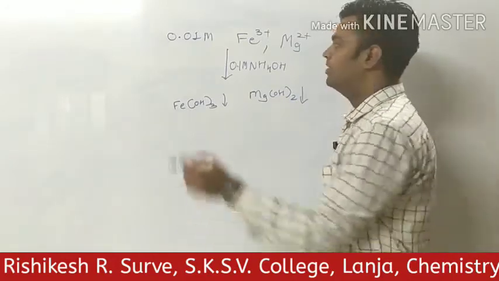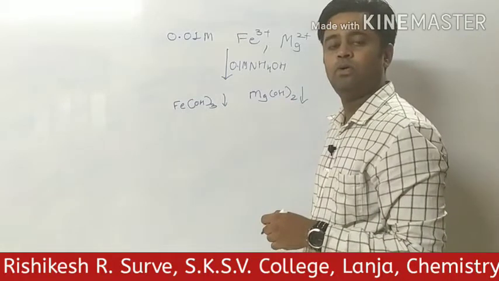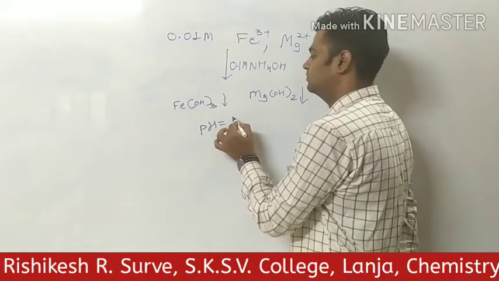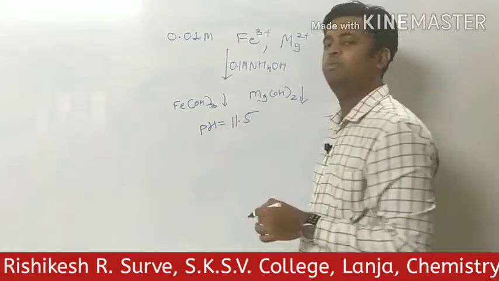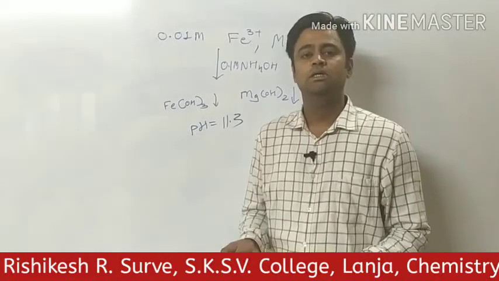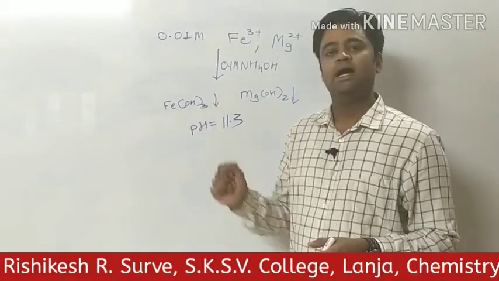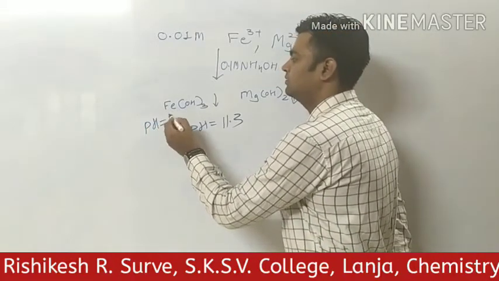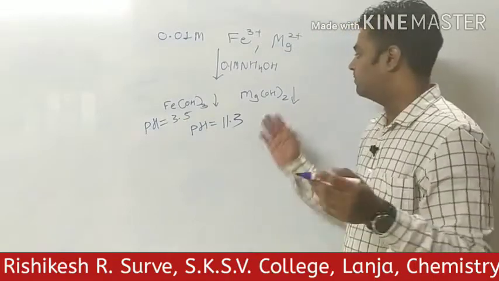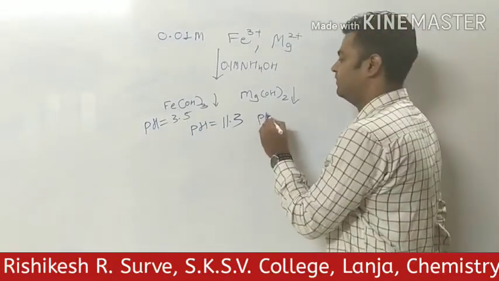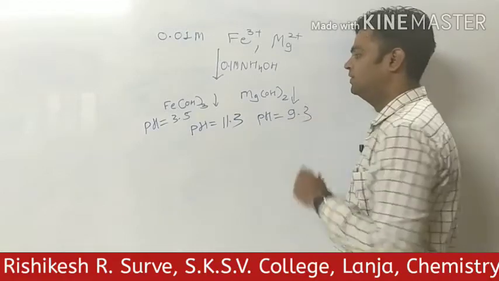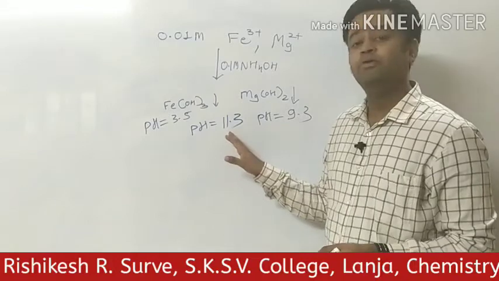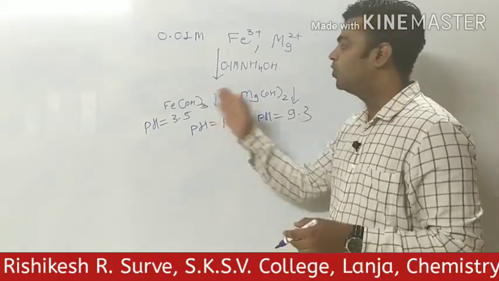Why? Because due to addition of 0.1 molar NH4OH, the pH of the solution is nearly 11.5 or 11.3 somewhere. To form precipitate of ferric hydroxide, we need pH 3.5. But to form precipitate of magnesium hydroxide, we need a pH value of 9.3. But on addition of 0.1 molar ammonium hydroxide, the pH of 11.3 is reached, and hence we get both precipitates.